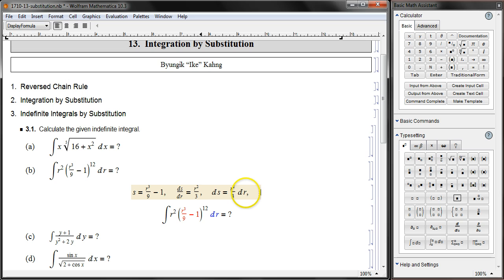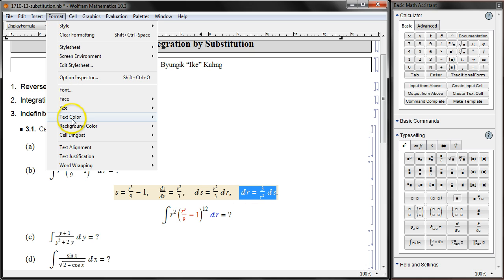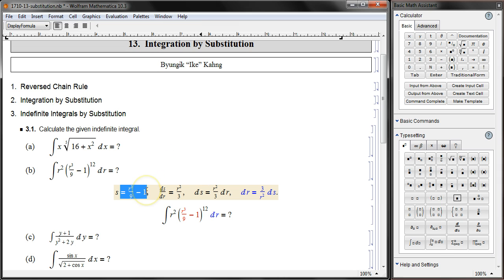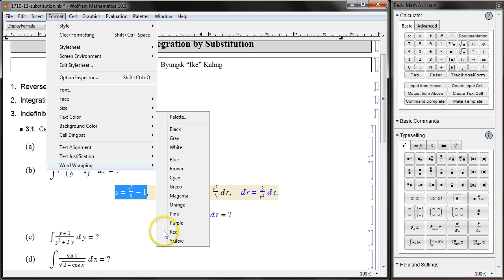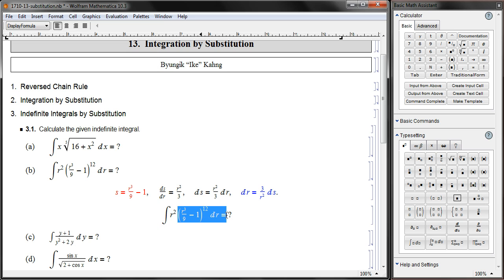Finally, dr is equal to 3 over r squared ds. And this is the differential part, and then this is the original substitution. Please note the color coding. Alright, shall we put everything into this integration? Let's do that. The red part, that's s, and then the blue part, like that. And what's the resulting integration?